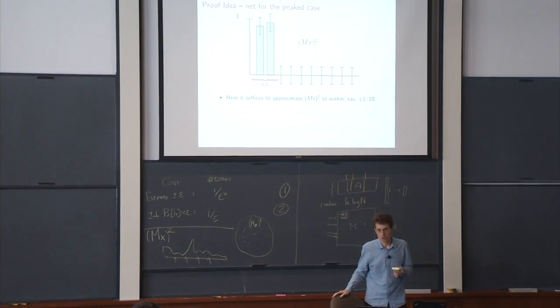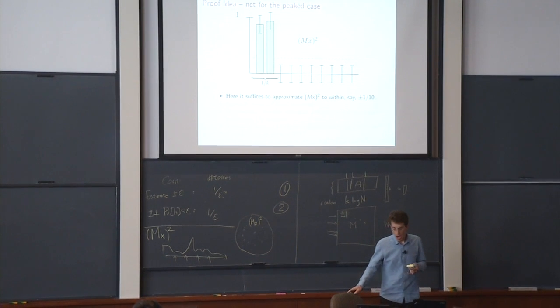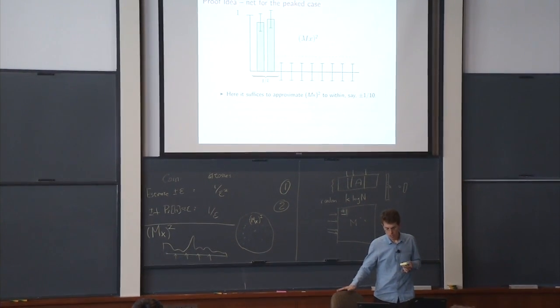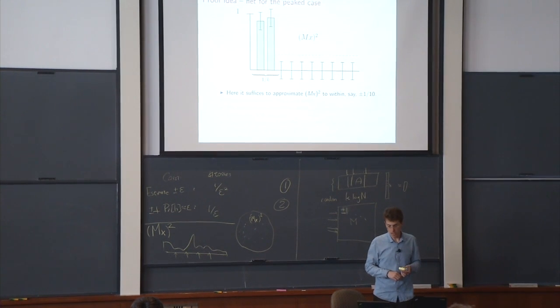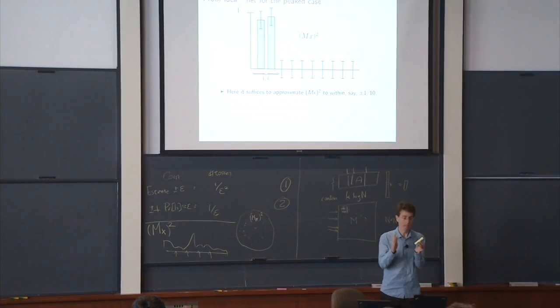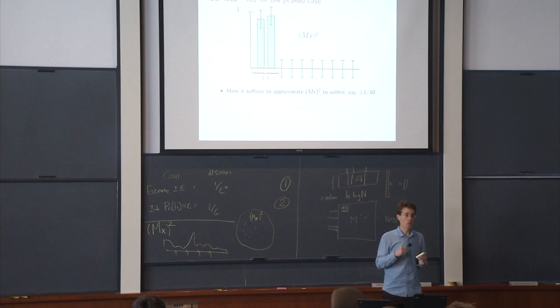I'd be surprised if it's not known though, but yeah, it's true. So here things get slightly more interesting, because I have this peaked vector. And let's go back to constructing the net. I want to construct a good net for this vector.